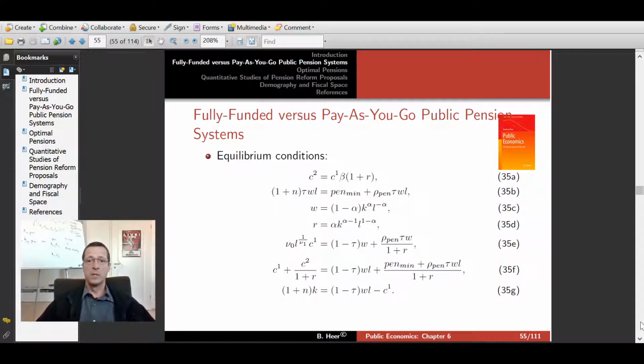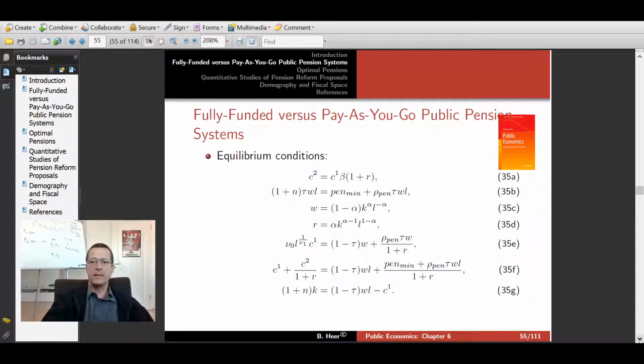And then we can characterize our equilibrium condition in steady state by the following 7 equations, 35a through 35g. The first equation, 35a, is our Euler condition, our optimal first order condition. Since we look at the steady state, I dropped the time index t, and also the time index from the interest rate r. Equation 35b is the balanced budget of the Social Security Authority. Equations 35c and d are the conditions that the factor prices w and r are equal to the marginal product. Equation 35e is the first order condition on labor supply in steady state.